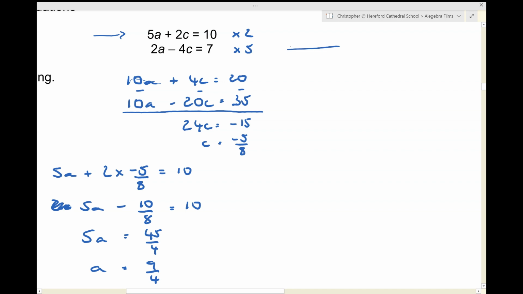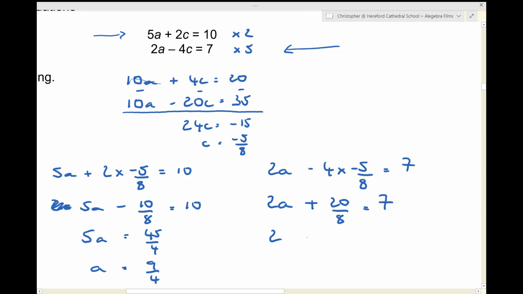Now let's substitute into this second equation. 2a minus 4 times c, so that's minus 4 times minus 5 over 8 equals 7. Well, that's 2a plus 20 over 8 equals 7.